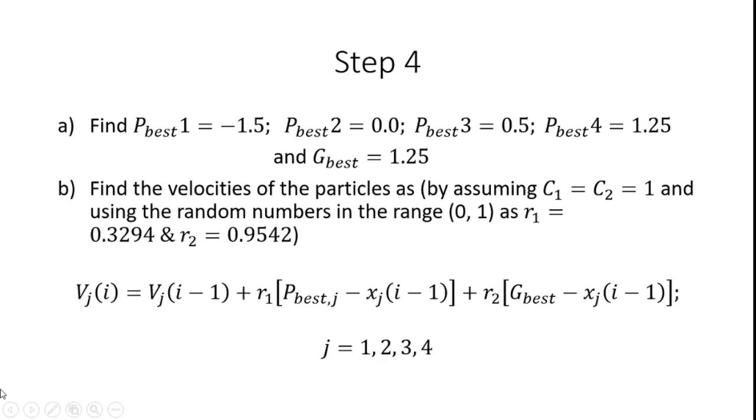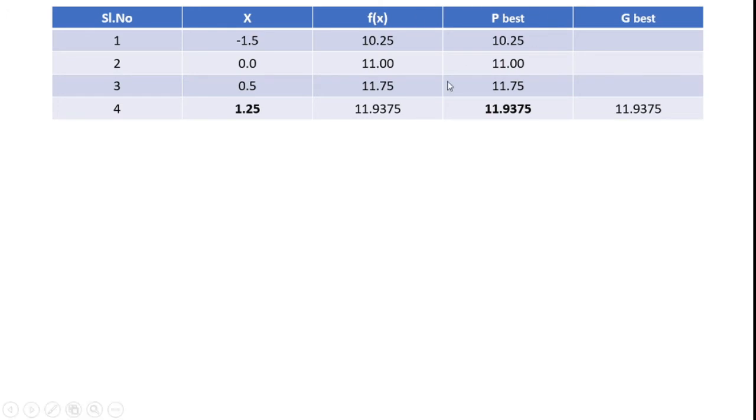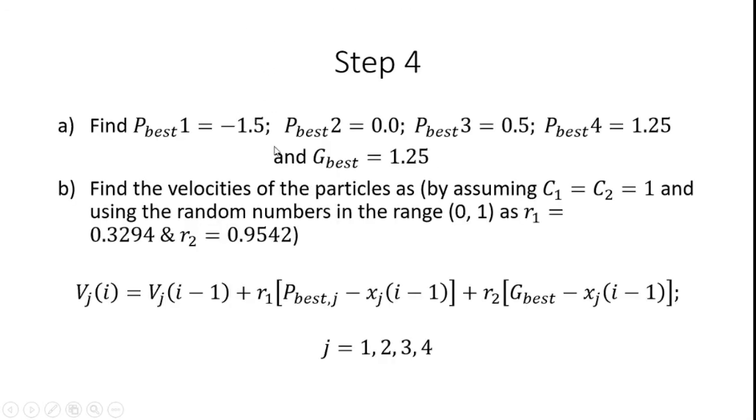Here, find the P best. For the first point, the objective function is at minus 1.5. P best 2 is equal to 0.0, P best 3 is 0.5, and P best 4 is 1.25. You are aware of this from the table. What is P best 1, 0.25? For creating the 10.25, the x point is minus 1.5, so I choose the point as minus 1.5. Similarly, you may compare P best 2 is 0.0, P best 3 is 0.5, P best 4 is 1.25.